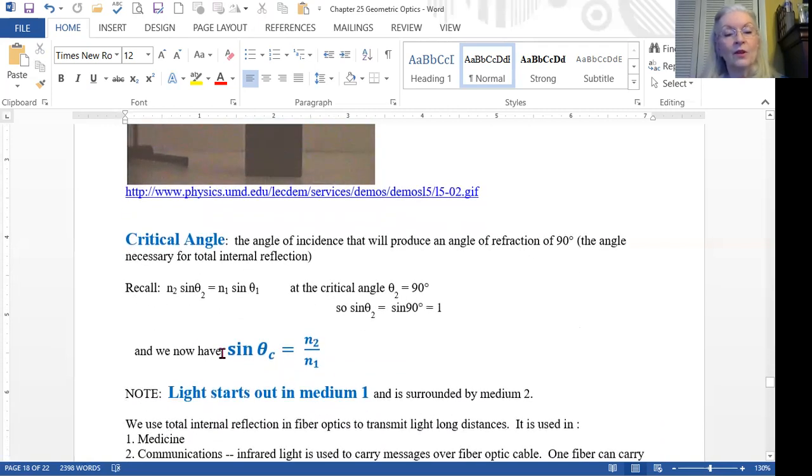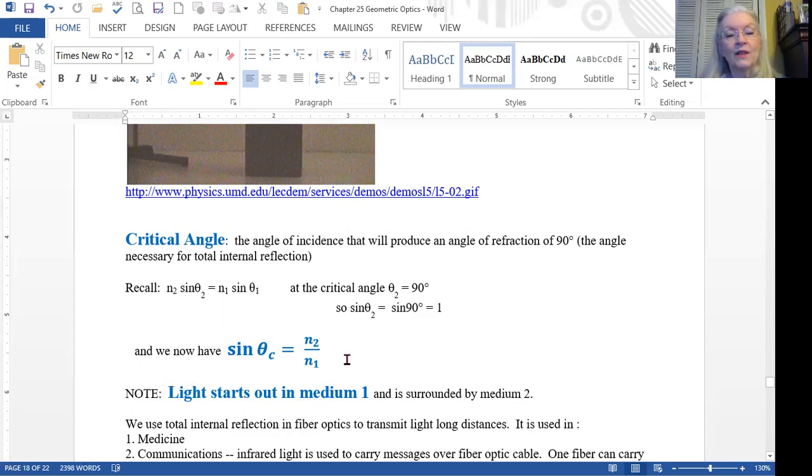So the formula for the critical angle is that the sine of the critical angle is N2 over N1, where the two N's are the indices of refraction. N1 is the material you start out in, N2 is the material that surrounds it. So light starts out in material 1, and material 2 has a lower index of refraction. So big number going into little number gives you a number less than 1. Sine has to be 1 or less.